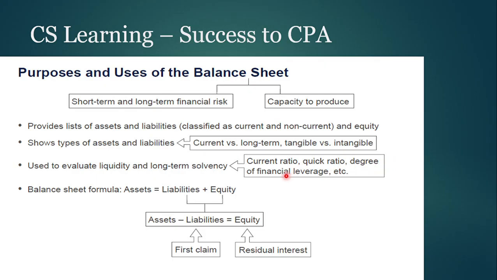What is current ratio? What is quick ratio? What is the degree of financial leverage, etc. So this is the important thing. I would say the balance sheet formula: assets is equal to liability plus equity. You have already studied that liability is always paid before the equity. So if I subtract liability from assets, the remaining part will always be my equity. Whatever assets I have, firstly I have to pay out my liability, and whatever remaining part we have is called equity.